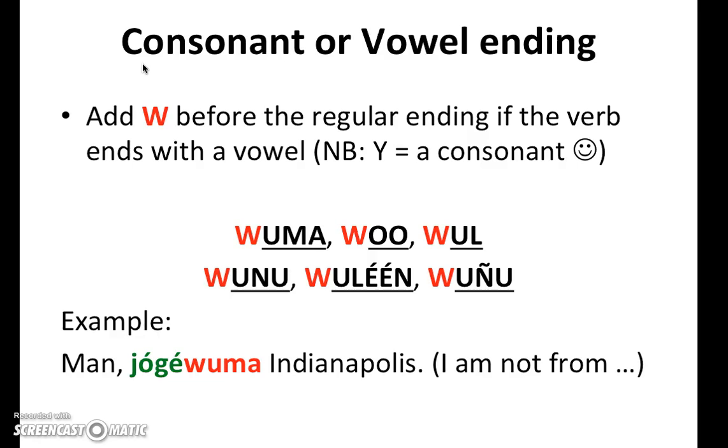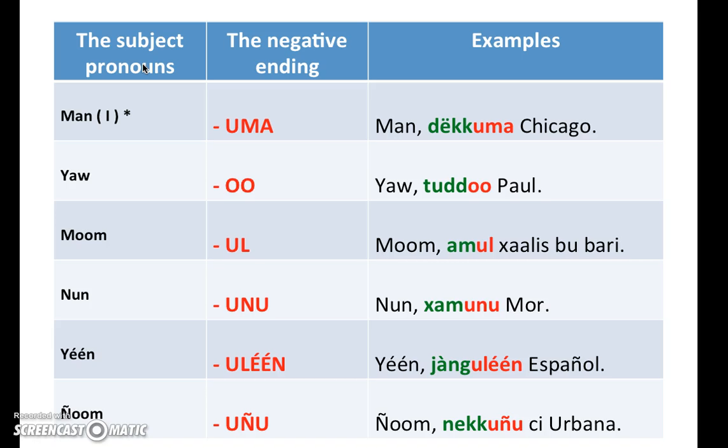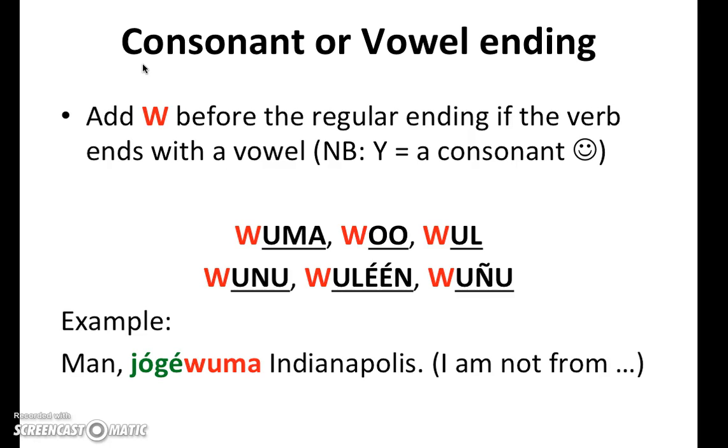So again, to summarize very quickly, the endings of the negative are uma for I, or for you, ul for he, she, it, unu for we, ulen for you all, uñu for they. And again, if you have a verb ending with a vowel, instead of just using uma or ul, you put w before that regular ending.